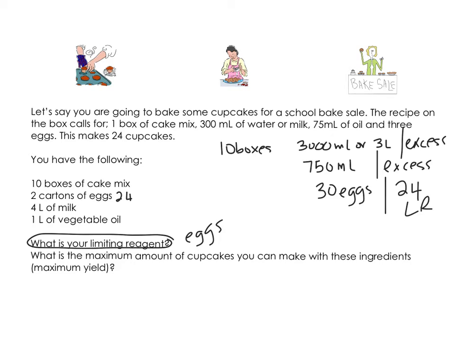So, 24 eggs. How many boxes of cupcakes can I make if I have 24 eggs? The recipe calls for 3 eggs each, so 24 divided by 3 is 8 boxes. I can make 8 boxes of cupcakes, or 8 times 24. So I can make 192 cupcakes, considering nothing else goes wrong. So eggs limit how many cupcakes we can make, and we can make 192 cupcakes, which is a lot of cupcakes.